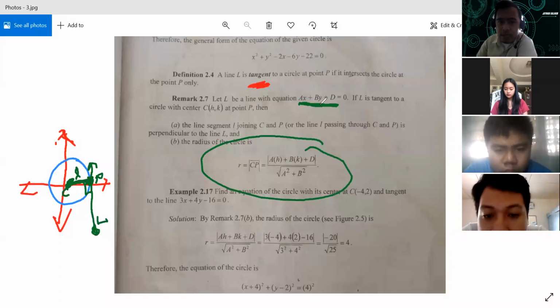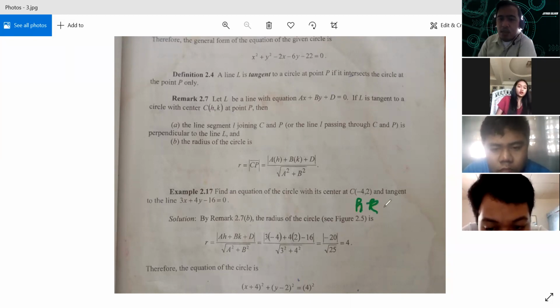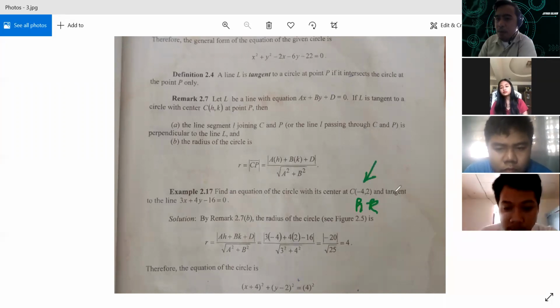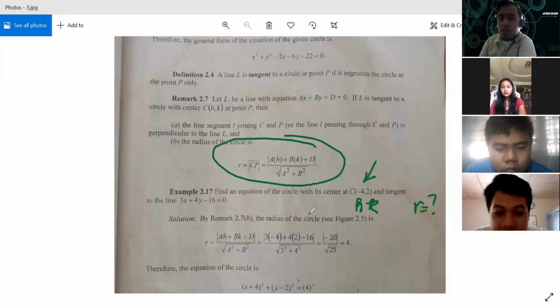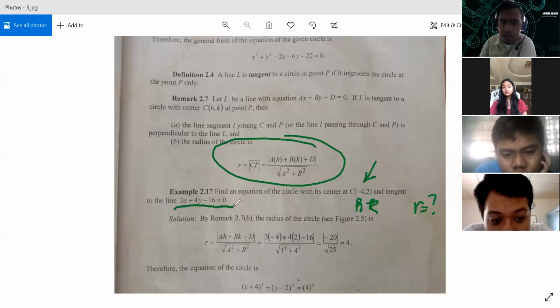We have one example here. Find the equation of the circle with the center (-4, 2) and tangent to the line given. So as you can see, this is your h and this is your k. So the center is no problem because it is already given in the problem. Your problem here is to find the radius. What is the radius? As given here, the radius can be solved if you are given the center and the equation of your tangent line.